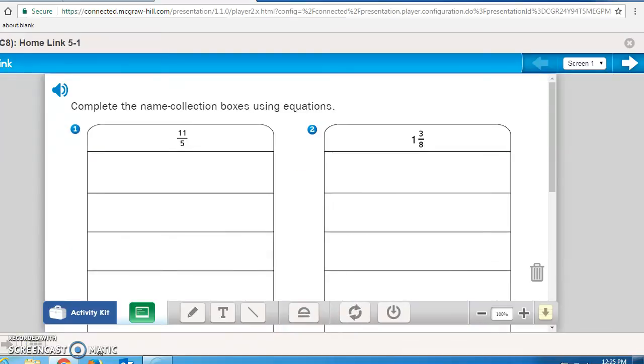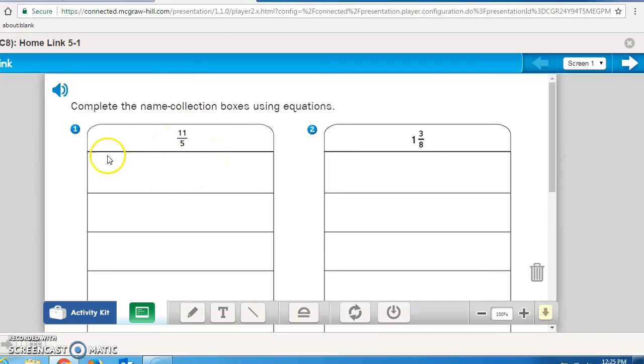The last thing you're going to do for lesson 5.1 is Math Masters page 191. You're going to need to go over to the file folder and pull that out. And what you're going to do is looking at name collection boxes. In these boxes, what I want you to do is I want you to be decomposing the fractions, meaning breaking them down. So make sure that you're finding different ways to find 11/5.